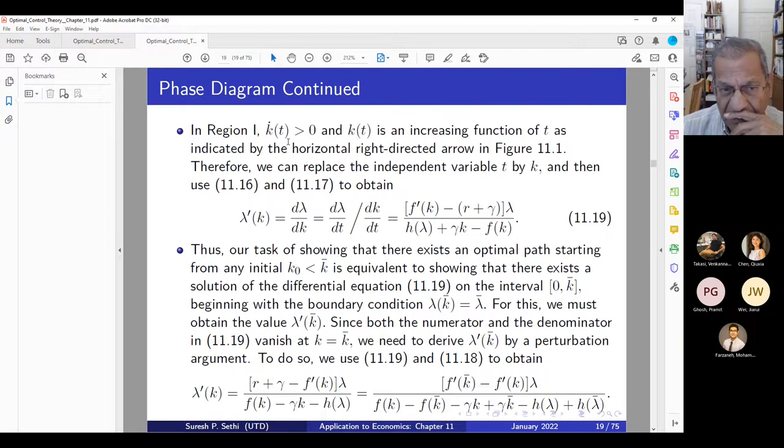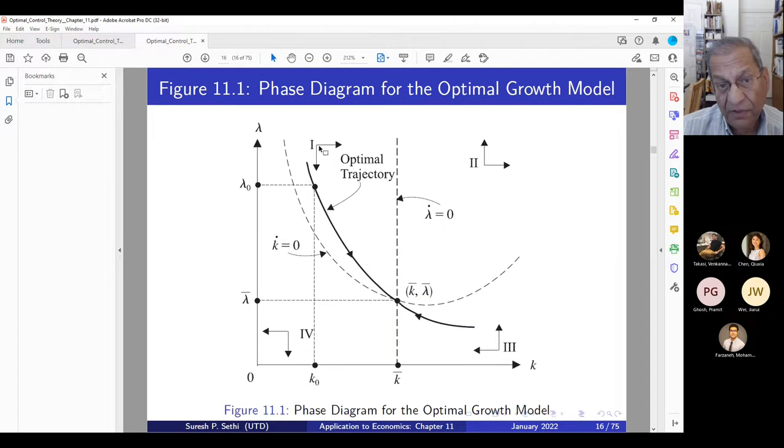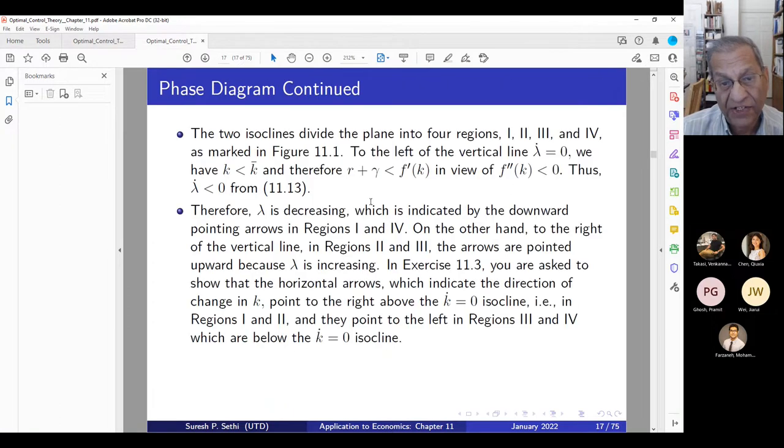Now, the reason one, we know K dot is bigger than or equal to 0. Again, the pictures. K dot is bigger than zero because K is going this way. So we know that this is bigger than zero. So K is going to increase. You see K zero is increasing to K bar. So far all we know is that it's increasing.